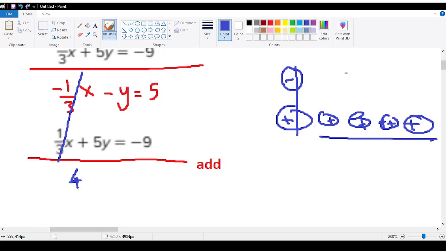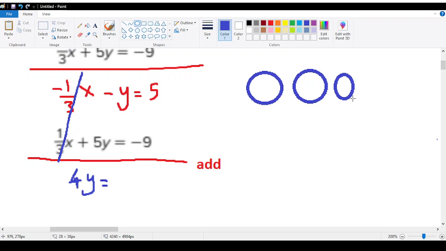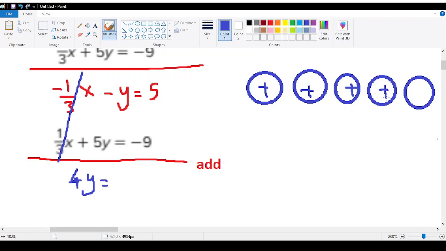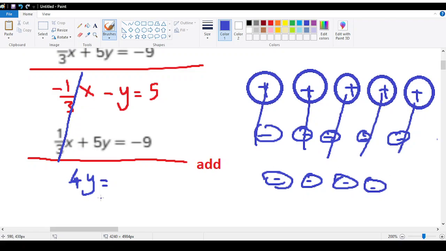So 4y equals 5 minus 9. What's 5 minus 9? Can you do it with the brackets or the circles? So this is 5 pluses, and we also have 9 minuses. So this cancels out, cancels out, cancels out, cancels out. So what's the answer? 4. Minus 4. Yeah, -4. You have to be exact, Shamsa.